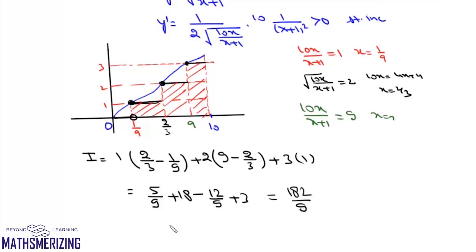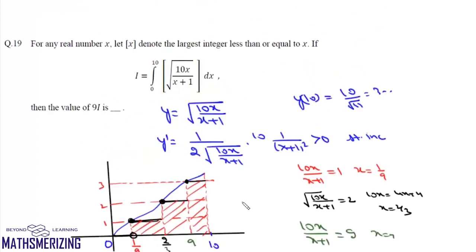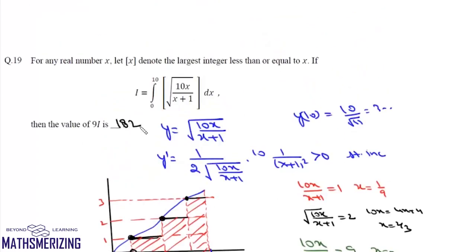182 by 9. Now we need to find the value of 9I. The value of 9I is 182. So the answer to this question is 182.